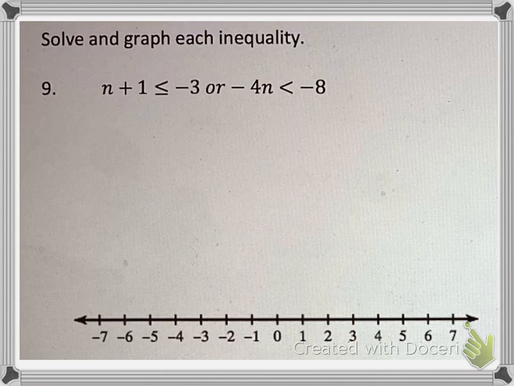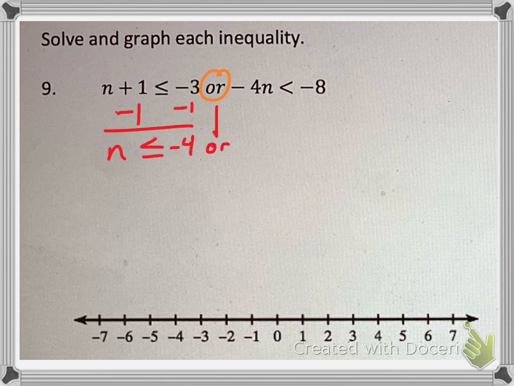Okay. All right. Now we got to solve them and then graph them. Well, with this or statement, these are two separate inequalities. We're going to solve them separately. Okay. So over here, I'm going to subtract 1 from both sides. That's going to give me n is less than or equal to -4. Okay. Or the or just comes straight on down. Or now I'm going to solve the other side.